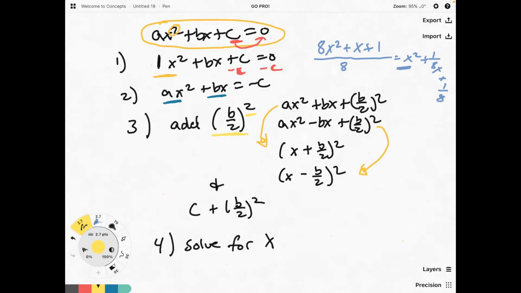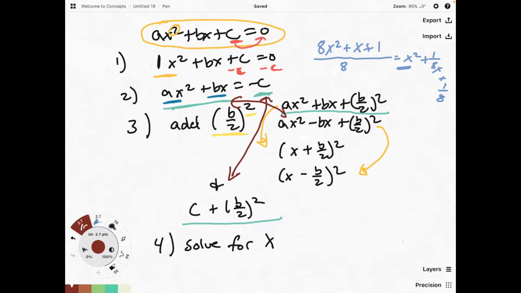And we need to add that both to the left side here and to the right side here. And so if we do it to the left side, we're going to be left with ax squared plus bx plus b divided by 2 squared. And on the right side, we're going to be left with c plus b divided by 2 squared. So that is, again, the left side and the right side. We have the left side here, and we have the right side here.